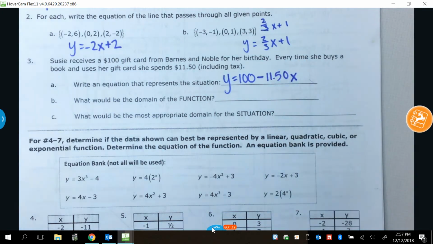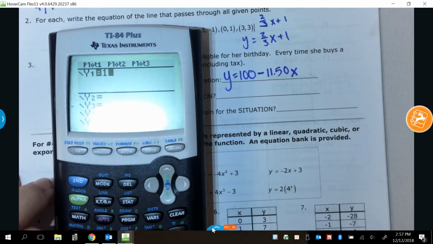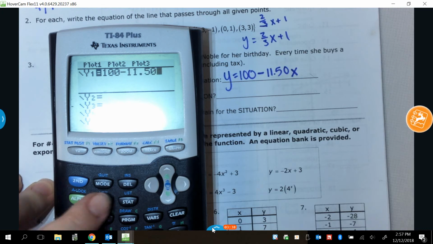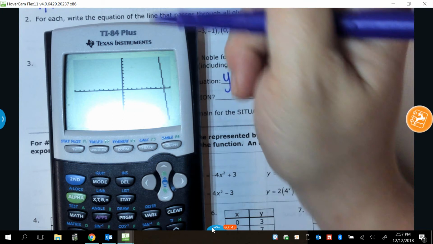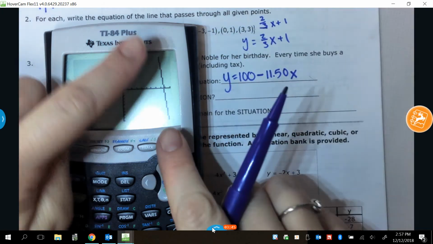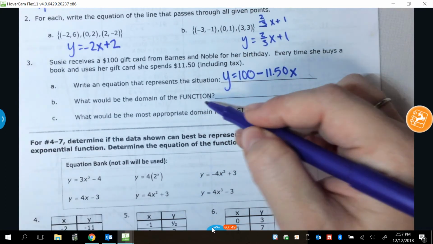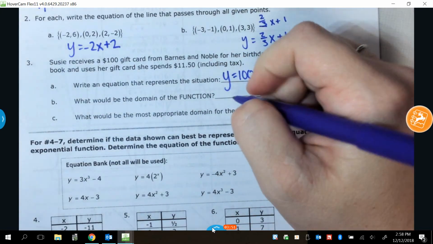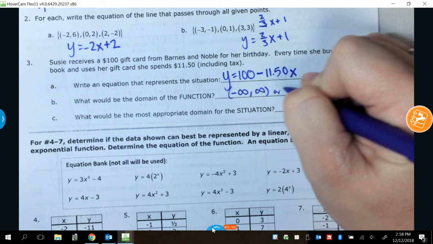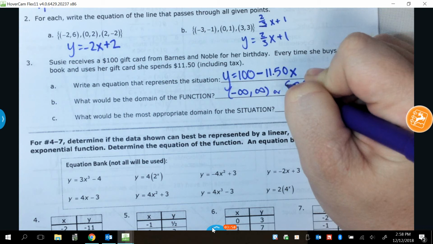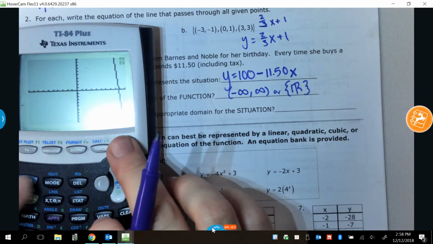Okay, so it says what would be the domain of this function? Well, guys, you can graph it. 100 minus 11.50x. Hit graph. We're not really going to see it because it's way up at 100, but you can see it's linear for the little piece we see. And I want you to realize that it's going to keep getting wider and wider. So for this, the function, which is talking about the equation, my domain is negative infinity to infinity, or all real numbers. Okay, while if I'm just talking about the situation, I'm talking about how many books I can buy.